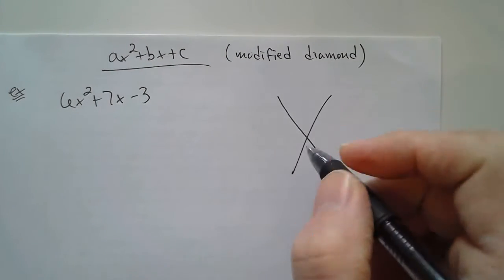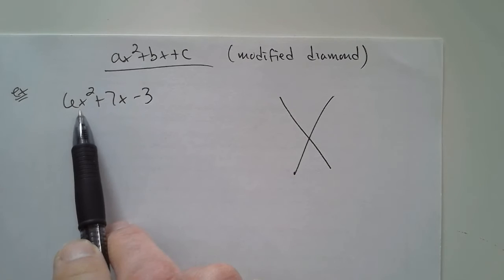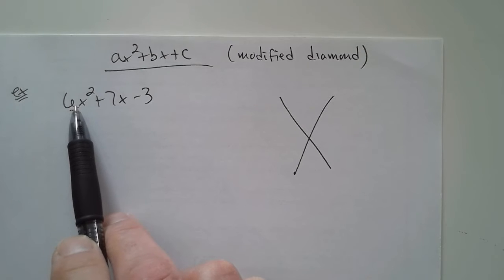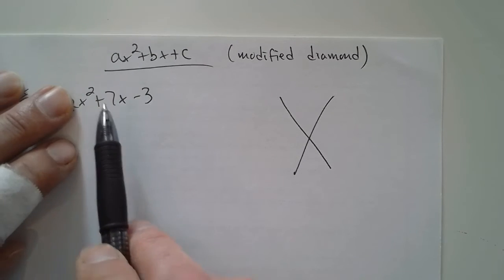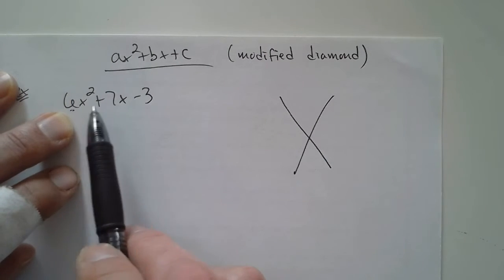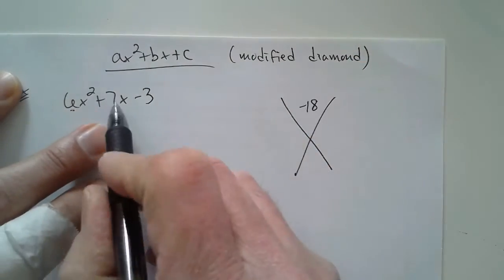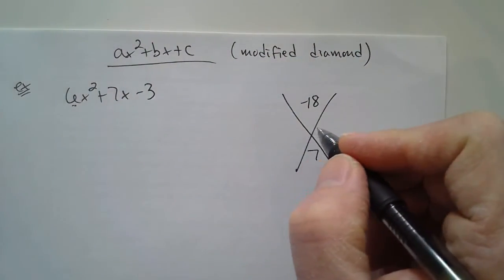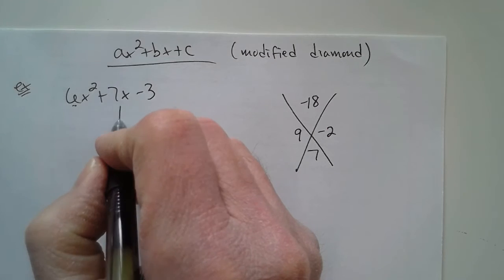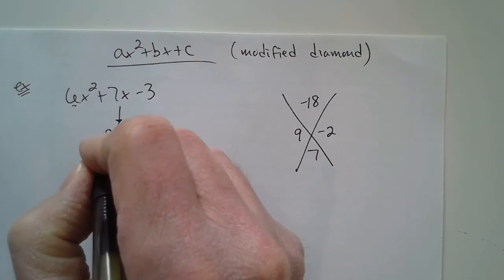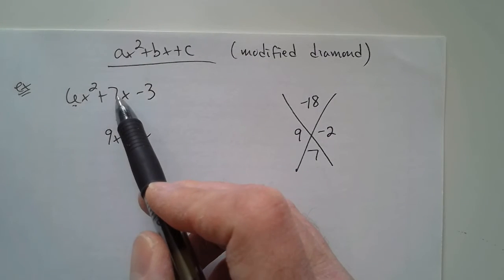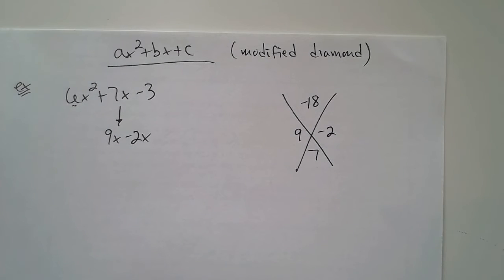So we do a diamond problem, but rather than putting -3 on top, we're going to do 6 times -3 because there's a number out front. Before there was nothing there, so a 1. So even if you had multiplied the 1 times -3, it would still be -3. But since there's a number out front, we're still multiplying them. So I get -18 on top and 7 on the bottom. So 9 and -2. And then we change the 7x to be a 9x minus 2x. That was the purpose of the diamond problem, to change the 7x into 9x and -2x.